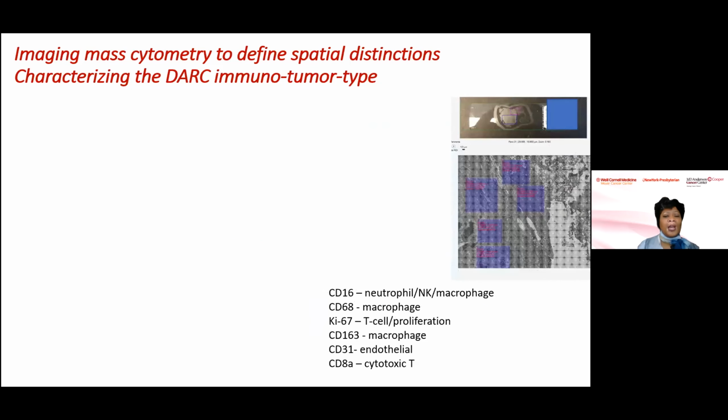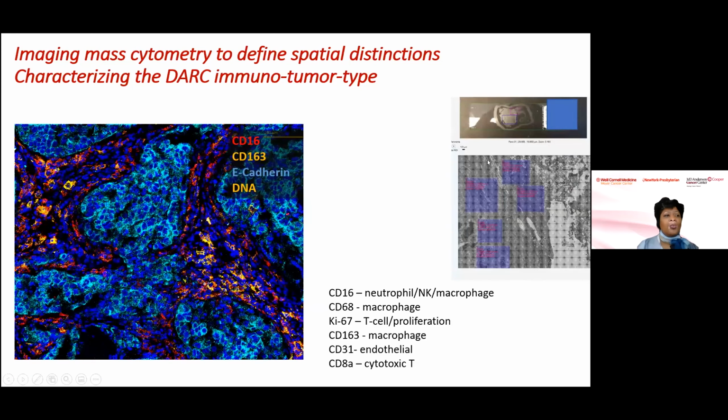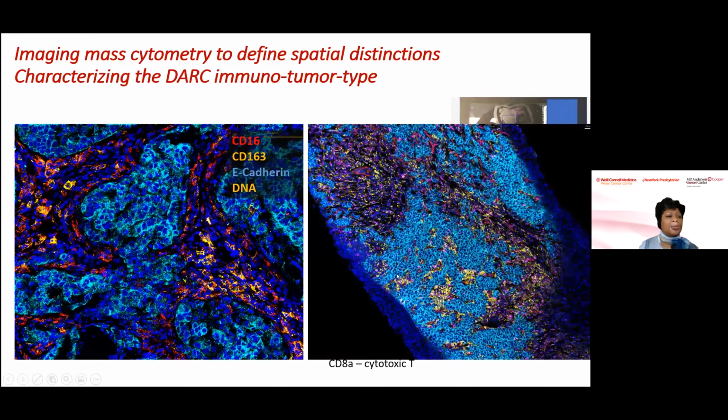And so for that, we use a new technology called imaging mass cytometry, where we're able to look at a single tissue slide and characterize over 50 different markers. And what we find is that in tumors that have low expression of DARC, most of the immune cells are isolated to the stromal region and don't actually infiltrate into the solid tumor space. But in a DARC high environment, we see a lot of immune cells infiltrating into the tumor space.